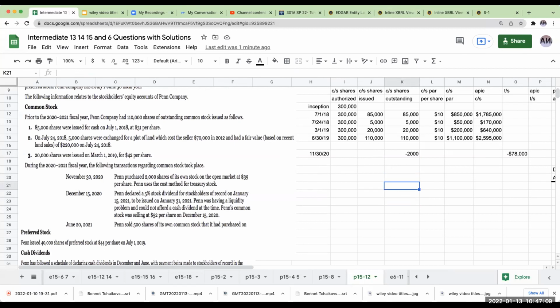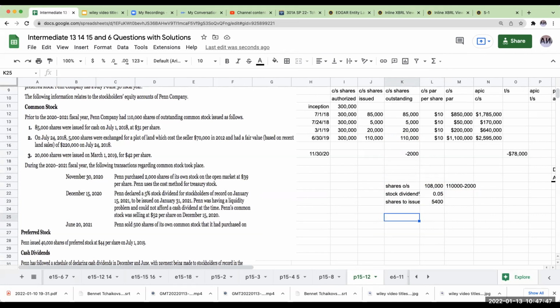So over here, our shares outstanding are going to be 108,000, which is 110,000 minus the 2,000 we just repurchased. Those are the outstanding shares. So my stock dividend percentage is 5%. So the shares to issue are going to be 108,000 shares times 5%, or 5,400 shares.